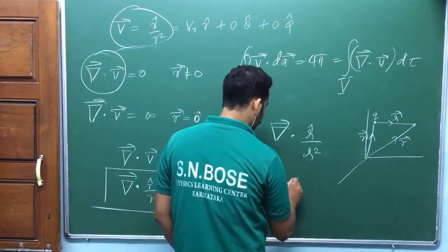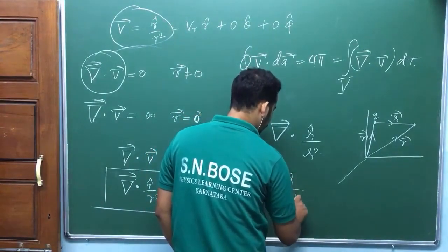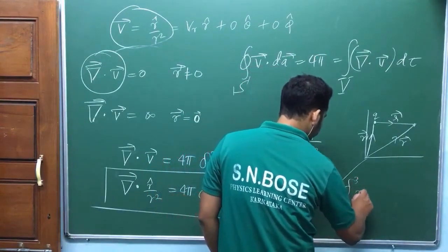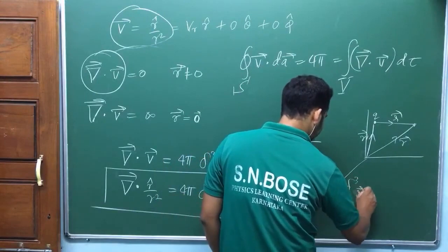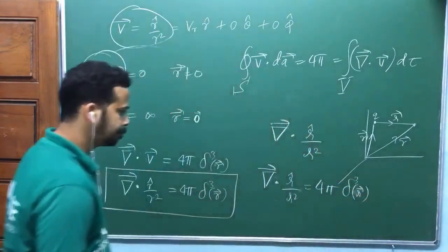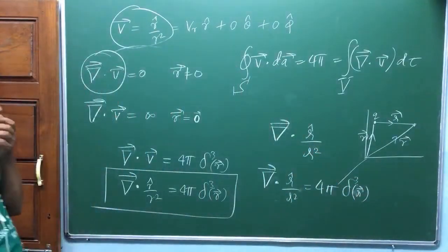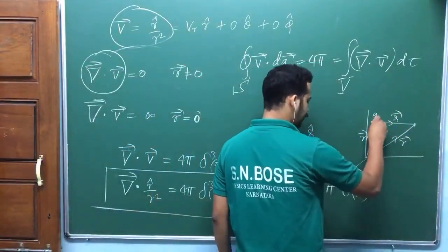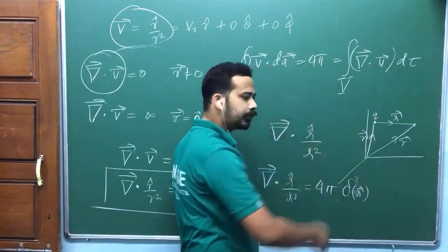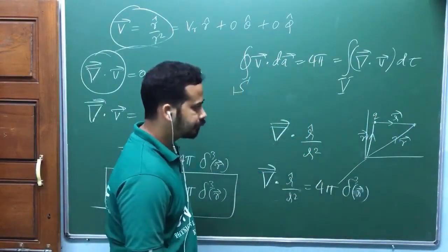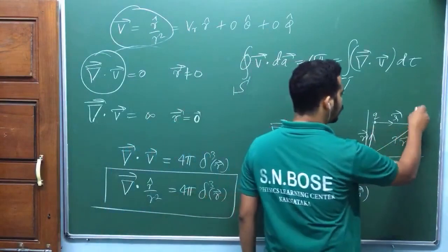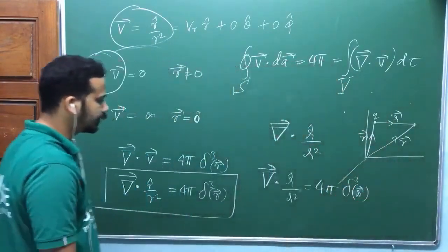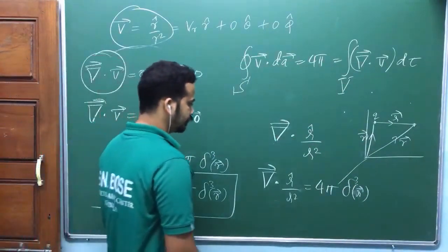Again, del dot, think over it, I too need to think over it. That's equal to 4 pi delta cube of italic r. That means when italic r equals 0, you are at the position of the charge, and this divergence blows up. When italic r is non-zero, you are at some other point other than the charge, and it is 0. That's the meaning.